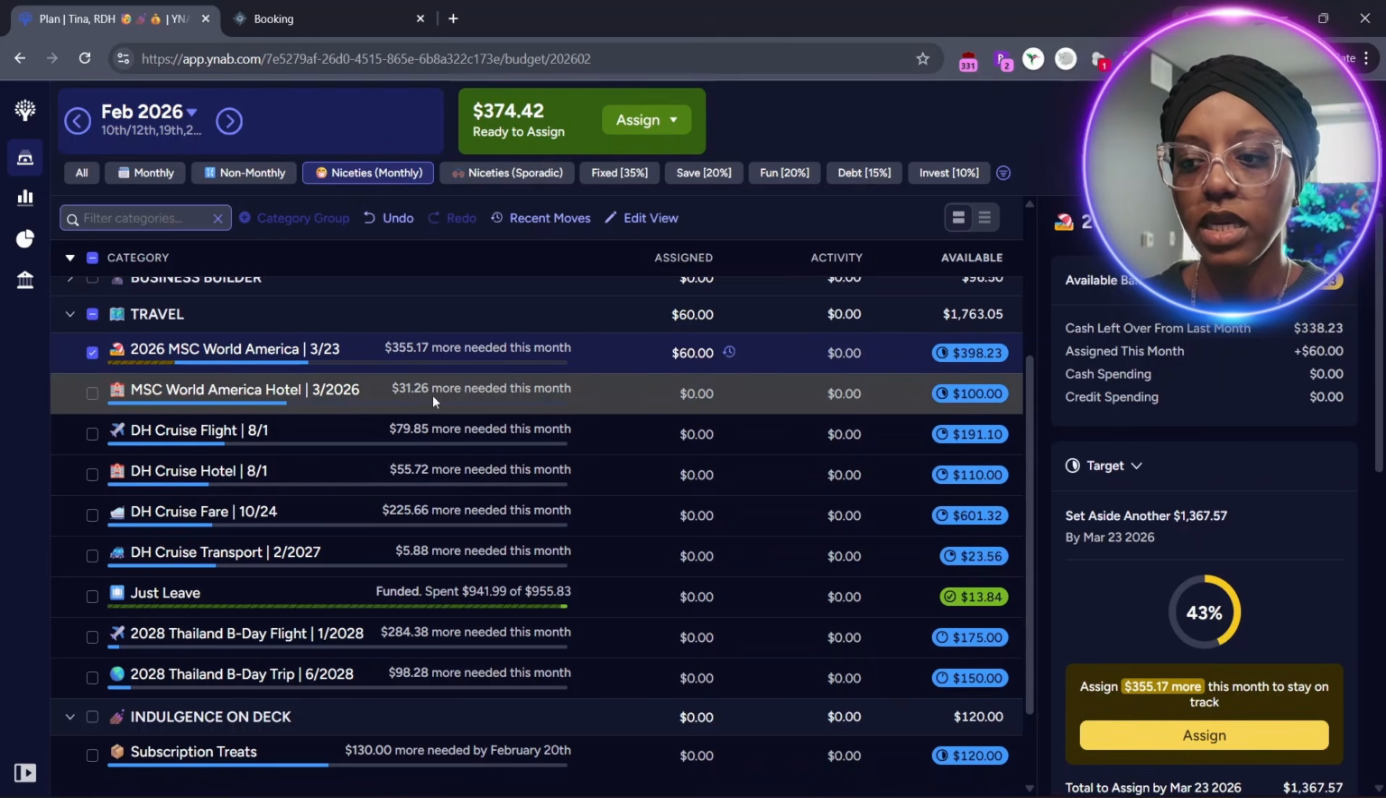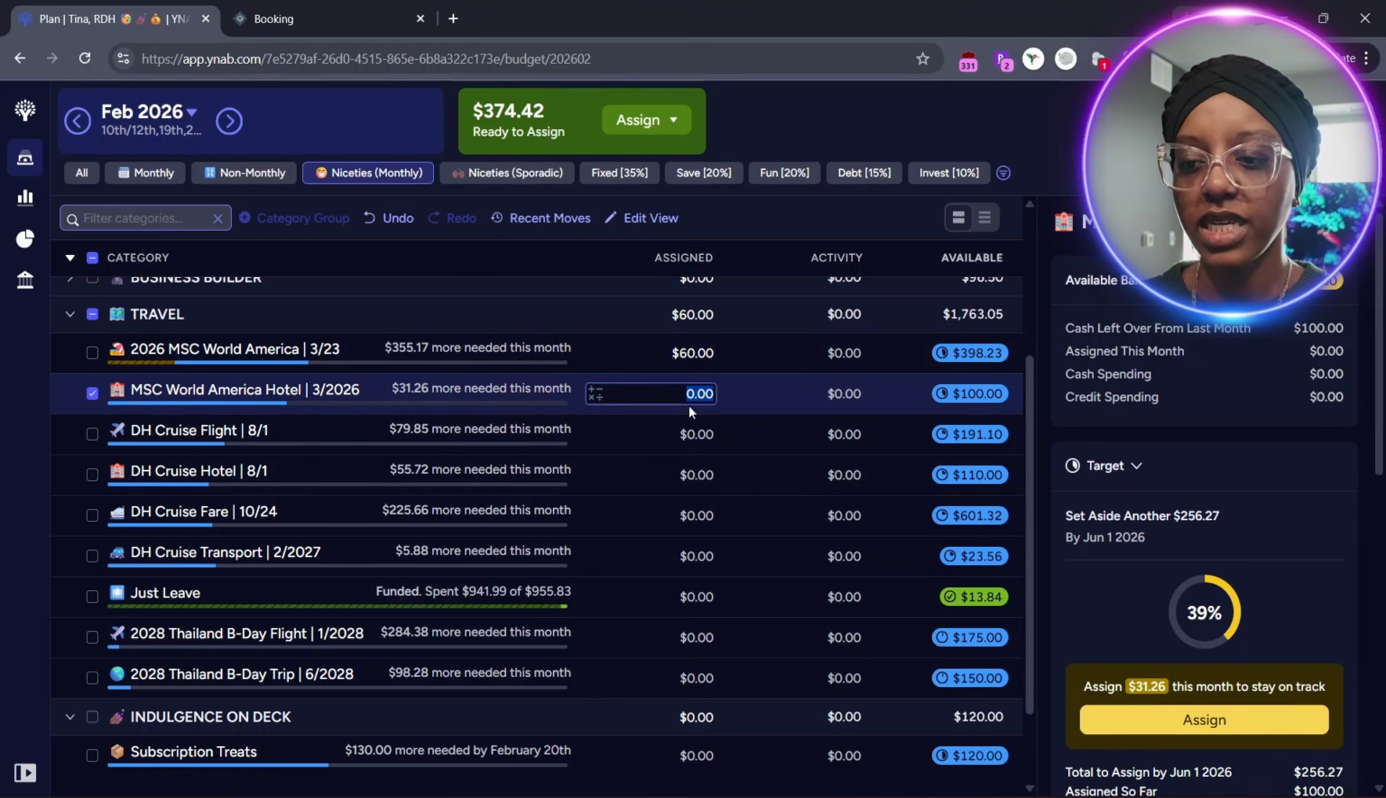The hotel, I need $31.26 more. I'll do the same thing, divided by 7. 4.47. Okay, I'll do $5.